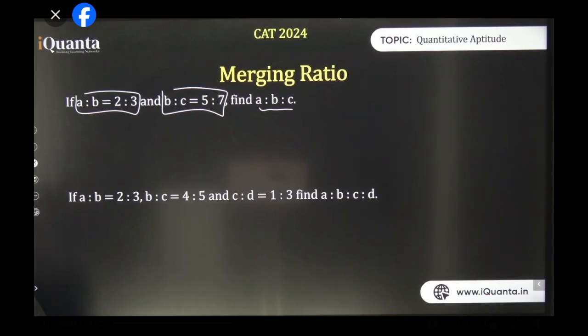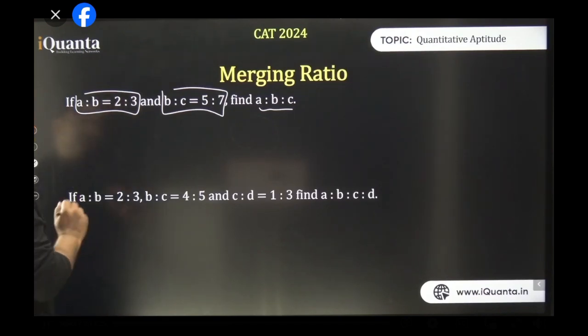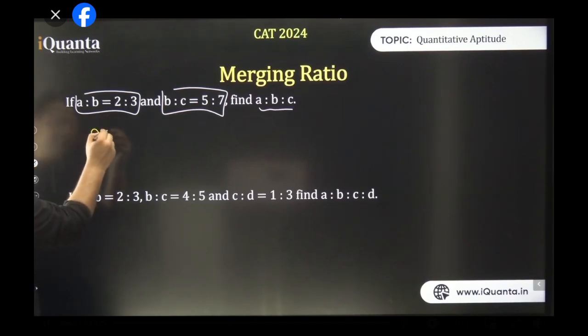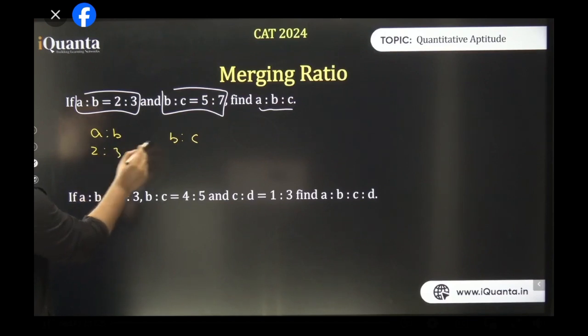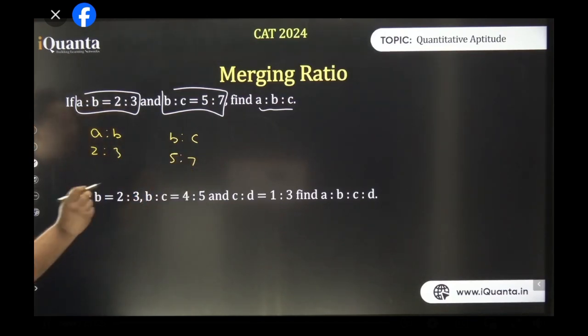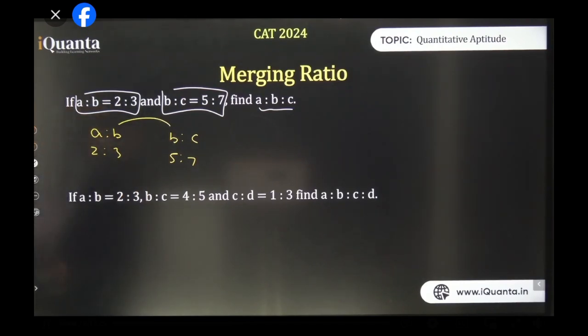All right. So there are various ways to do it, but the best way is to try to understand what is common. So if I note it down again, A is to B, here we have B is to C. This is 2 is to 3, and this is 5 is to 7. So what is common in these two ratios? Which part is common? B is common, isn't it? B is common, right? And that is where we are going to find our answer.